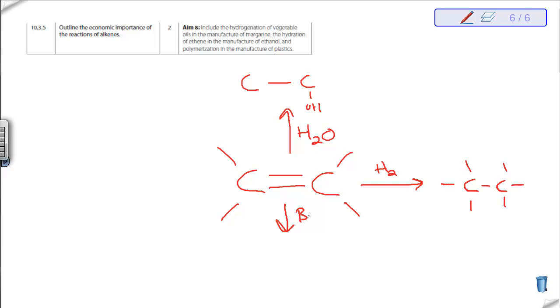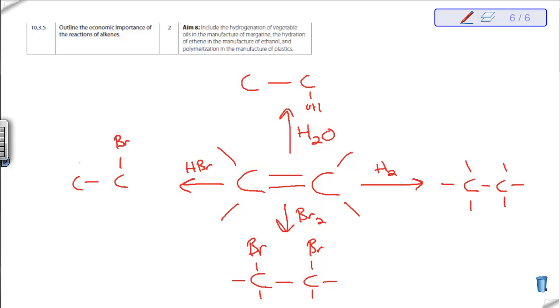Halogenation, specifically bromination, is how we create a dihalogeno compound, or in this case a dibromo compound. And remember, that is a method for detecting alkenes. Bromine is brown. As the brown color goes away, that's an indication of the presence of a double bonded carbon. And the last one was hydrohalogenation. We'll use HBr as our example, and in that case you make a monohalogenated alkane. So anyway, these were the reactions we covered in a previous section.